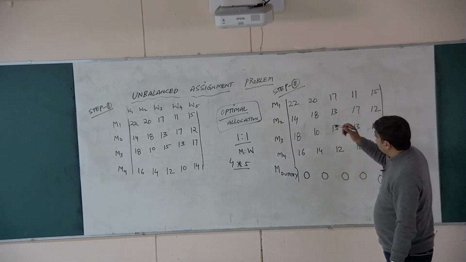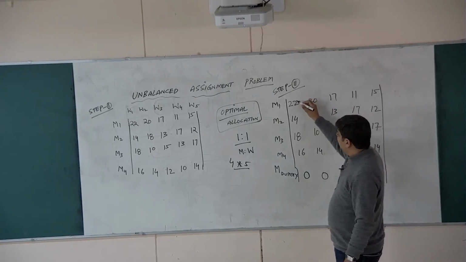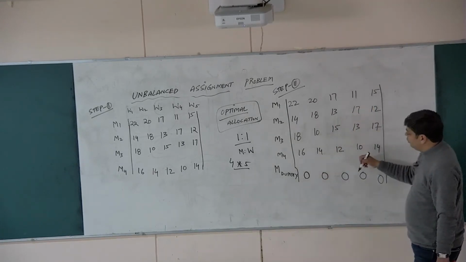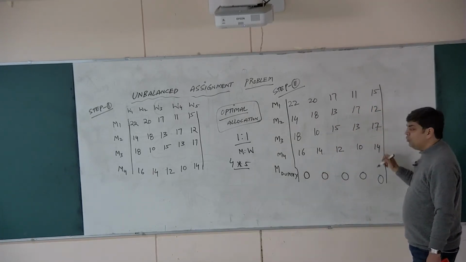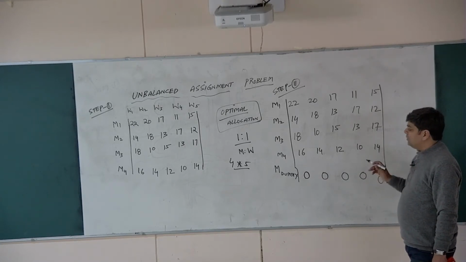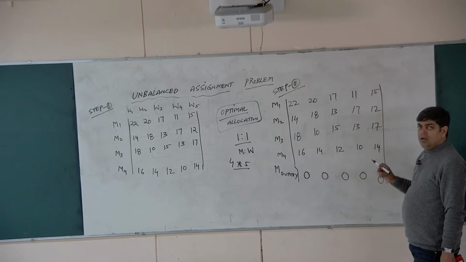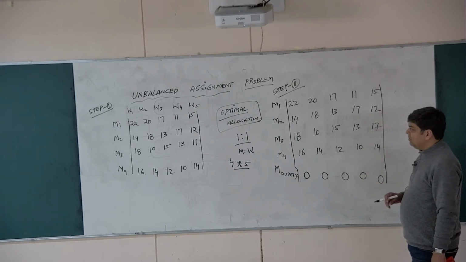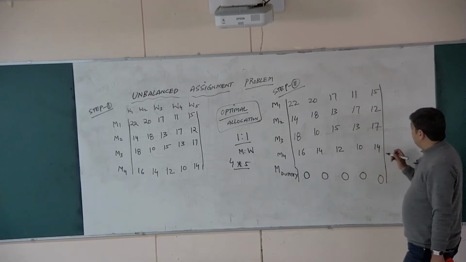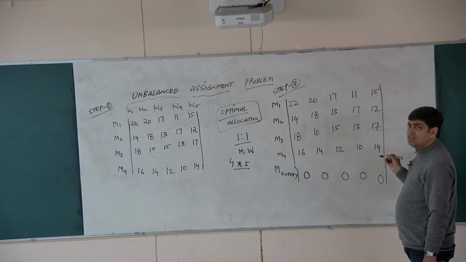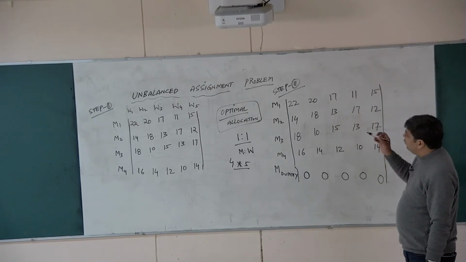So if we talk about column 1, whether there is need for column operation? No. Column 2? No. Column 3? No. Column 4? No. Column 5? No. Why? Because already there is 0 in every column because of the introduction of your dummy row as M dummy in the unbalanced matrix. So what we will do? Now we will convert this matrix into the new matrix where we will have the row operation.